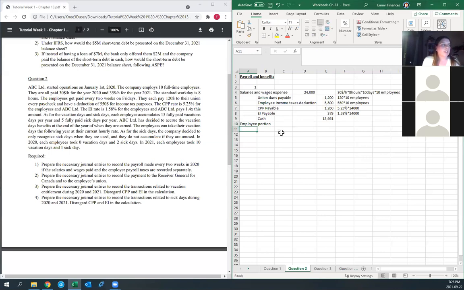We're not putting the vacation in this transaction because it says that they accrue the vacation days benefit at the end of the year when they're earned. So they do it at December 31st. Some companies and some problems might accrue them every paycheck. So every paycheck you're going to have your salaries expense, and then you're going to have vacation payroll. That could come up in your problem, but you're going to see the transaction later.